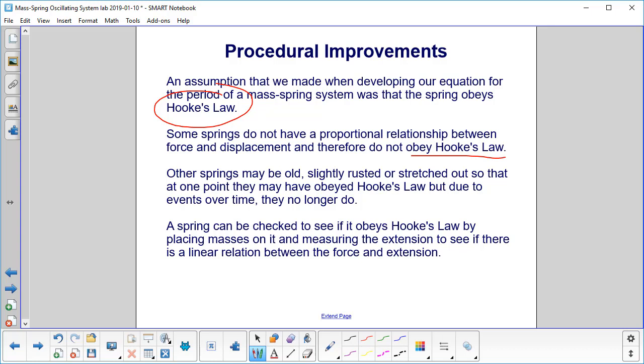You can check to see if the spring you're using obeys Hooke's law by placing masses on it and measuring the extension to see if there is a linear relationship between the force and the extension, and then it obeys Hooke's law.